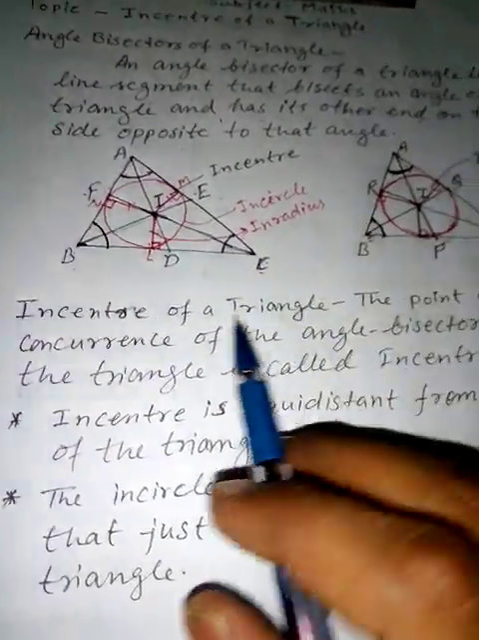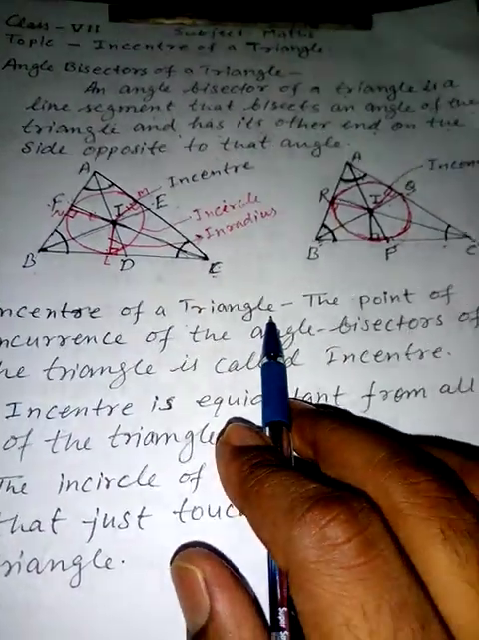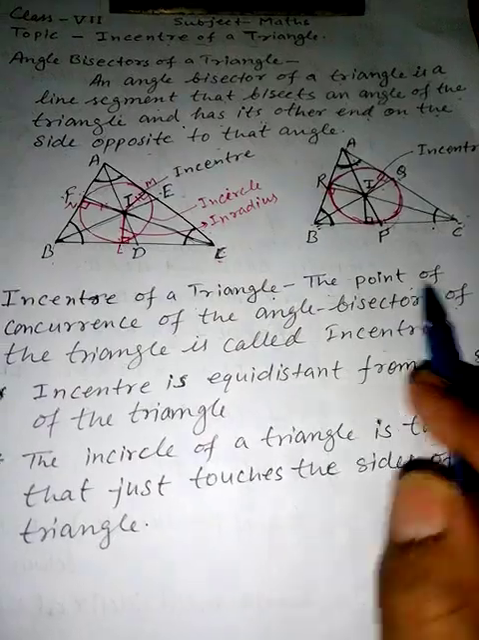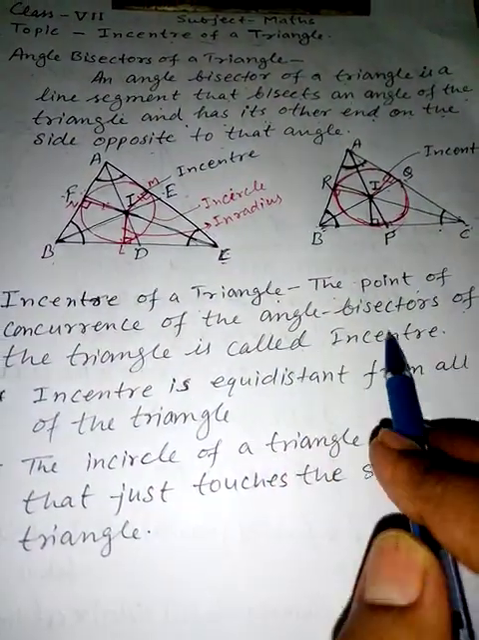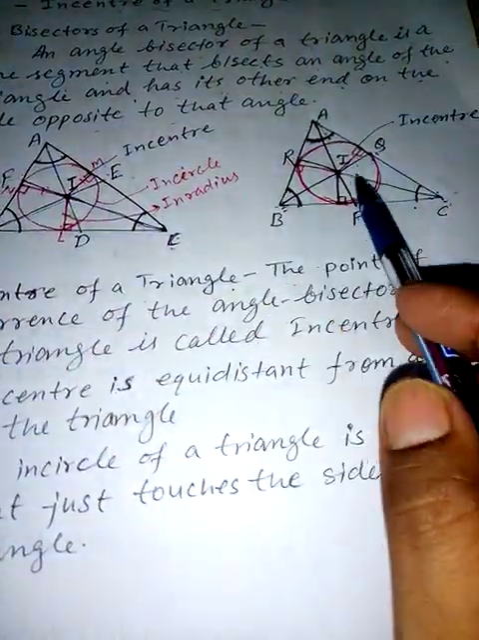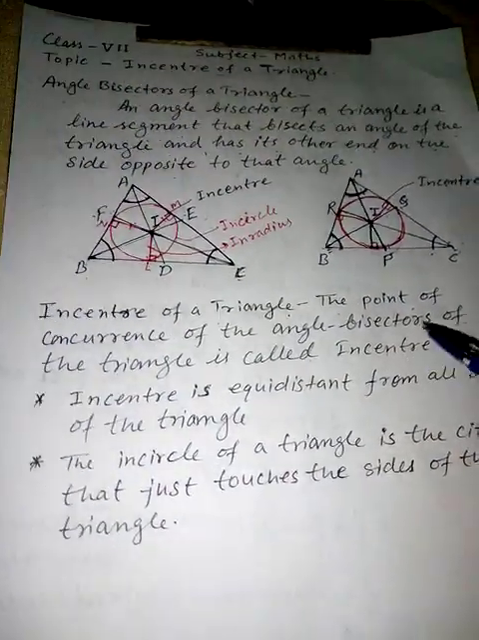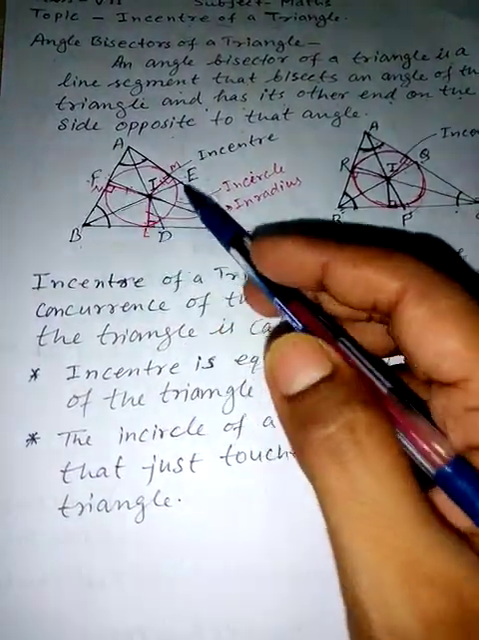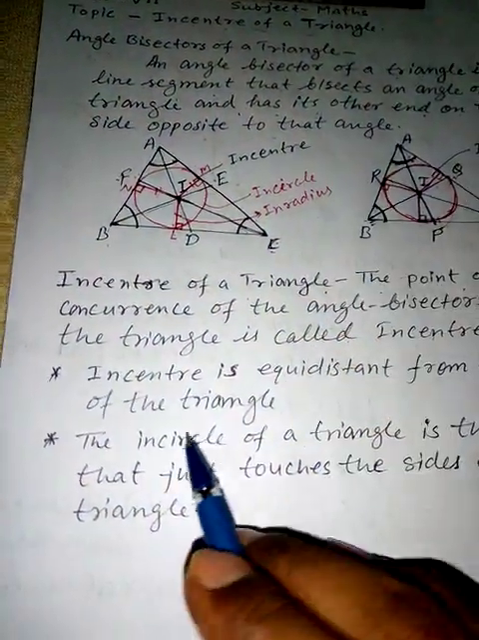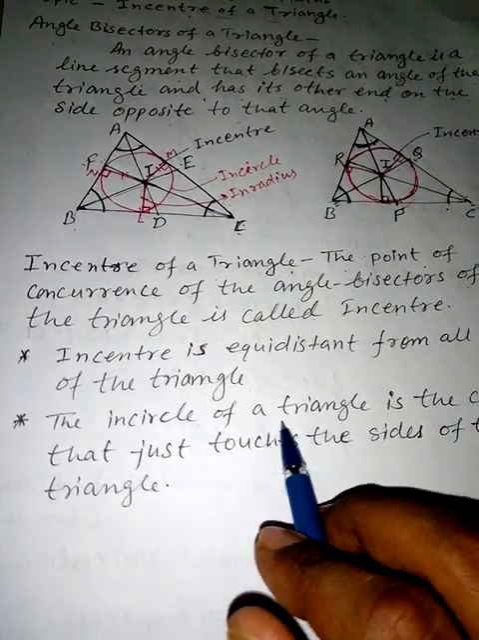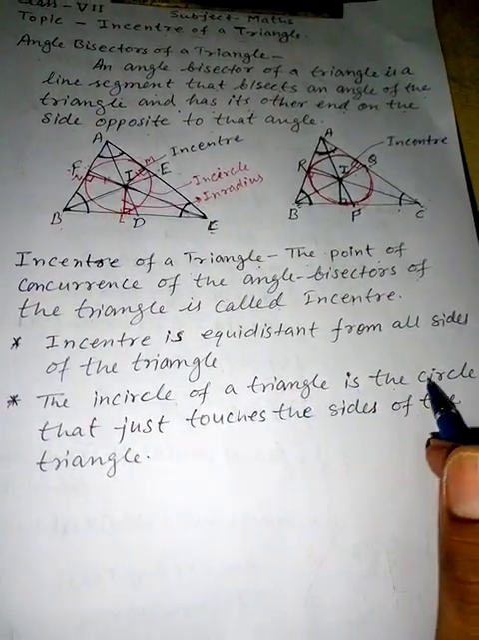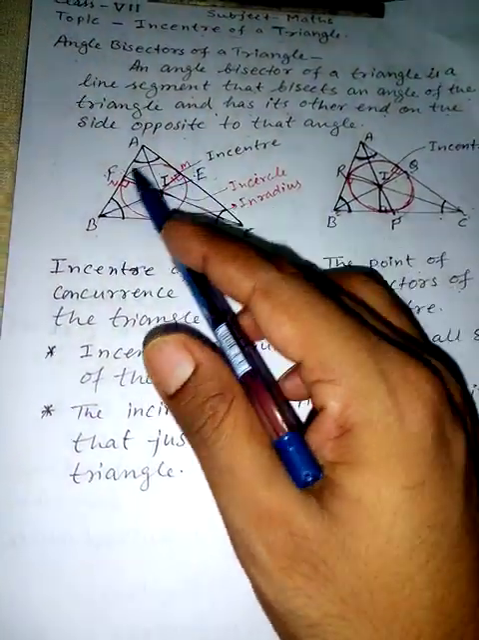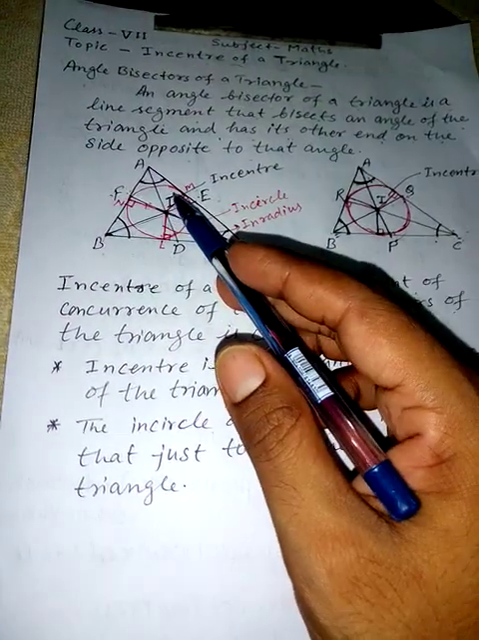So conclusively we can say that the incenter of a triangle is the point of concurrence of the angle bisectors of the triangle. In both figures you can see the incenter is equidistant from all the sides of the triangle, so we can draw the incircle, and the incircle of a triangle is the circle that just touches the sides of the triangle.